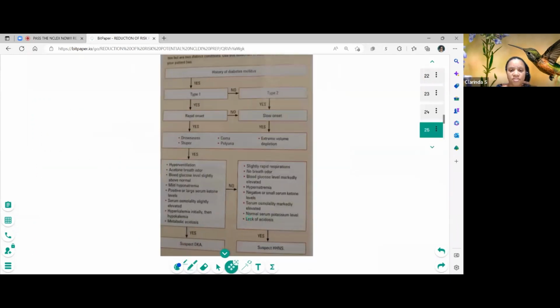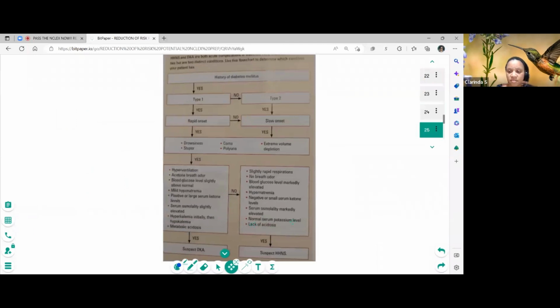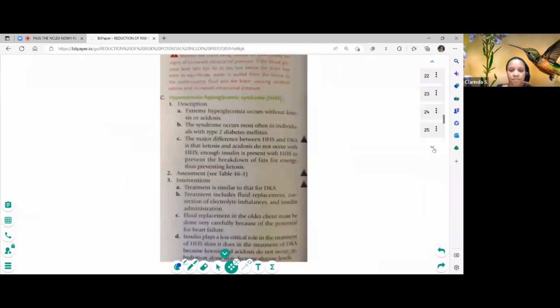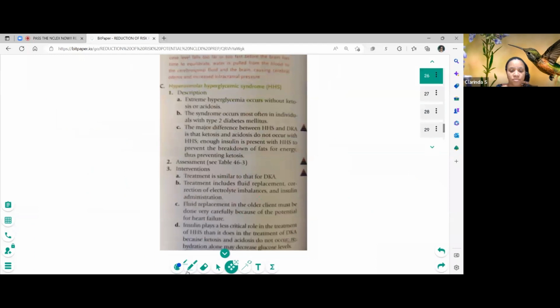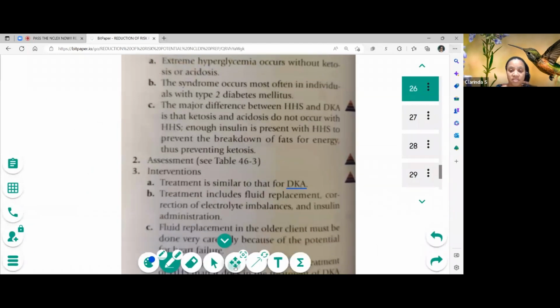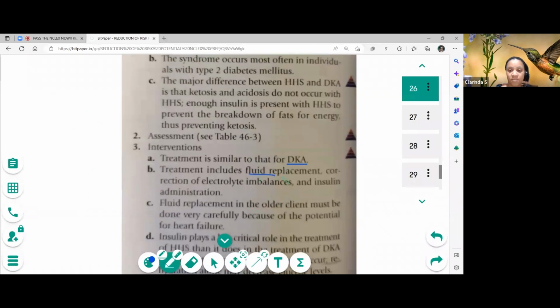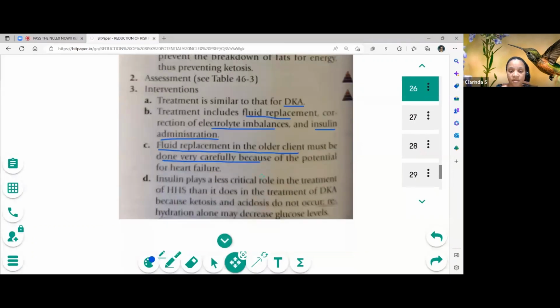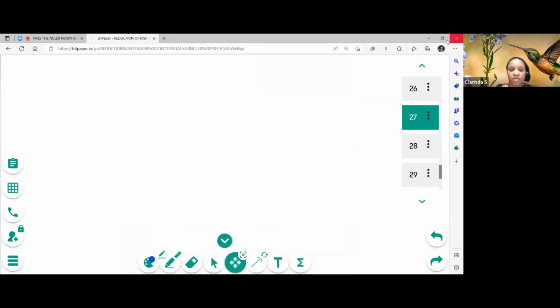All right. This is just a slide comparing the two, HHNS and DKA. And treatment is going to be similar to DKA, but the number one thing that they usually need is fluid replacement. They may need some electrolyte replacement, sometimes insulin administration, but usually not as strict insulin administration as DKA needs. Fluid replacement in the older client must be done very carefully, right? Because we don't want to set them into heart failure. So we got to watch that.